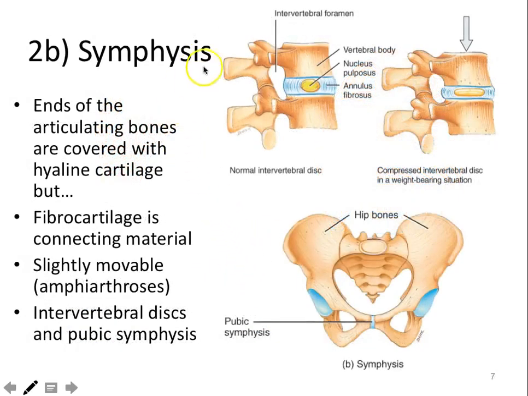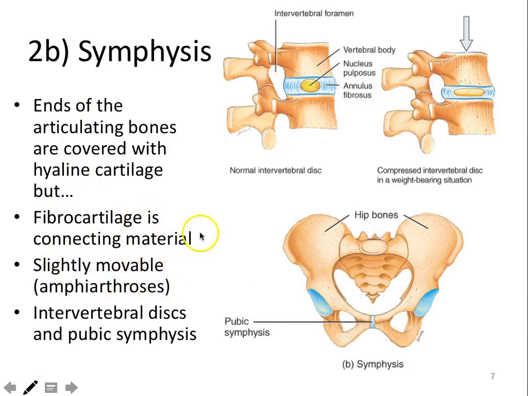All right, the other type that you would have heard before is what's known as the symphysis, right? So the one you would have heard about is this pubic symphysis in the front here that's connecting the pubic bones, right? Again, in this case, the ends of the articulating bones are covered with hyaline cartilage, but fibrocartilage is what's actually connecting them. So the actual kind of blue here, the pubic symphysis, is actually fibrocartilage. Now these are slightly movable.